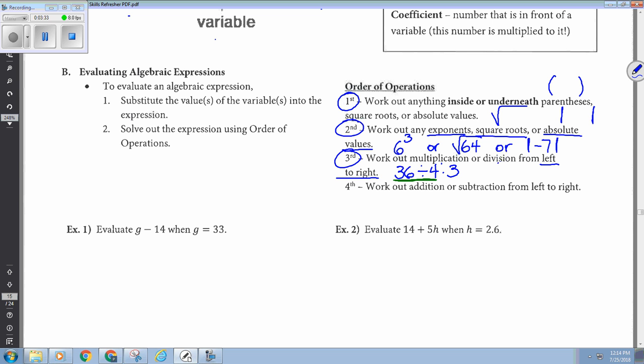Last step is to add or subtract from left to right. Again, the key thing there is from left to right. Always work from left to right. So if you have 17 minus 9 plus 4, you have to do 17 minus 9 first because it came first going from left to right. If you don't, you're going to end up with the wrong answer inadvertently. So just make sure you pay attention to what's going on.